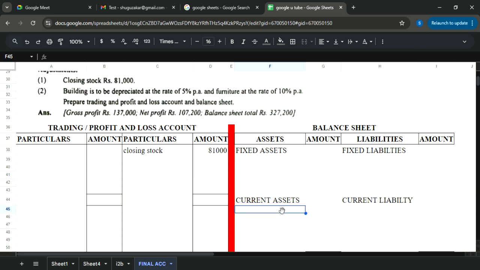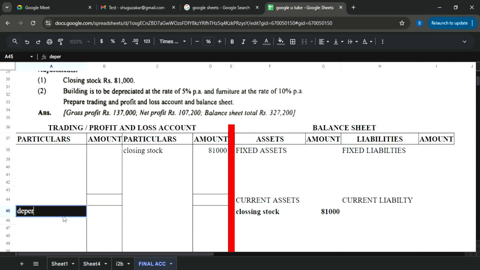Next, as a second effect, it would be posted in current assets. Same closing stock would be written over here, 81,000. So in this way, look at here, our first adjustment has been completed. The second adjustment is building is to be depreciated. That means it is related to depreciation. Depreciation is part of indirect expenses.